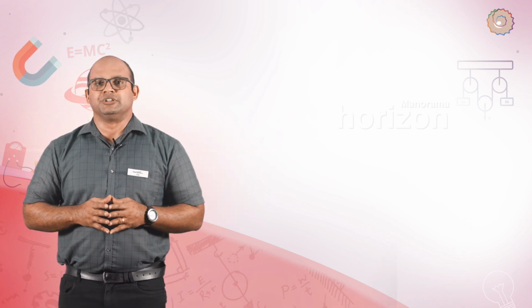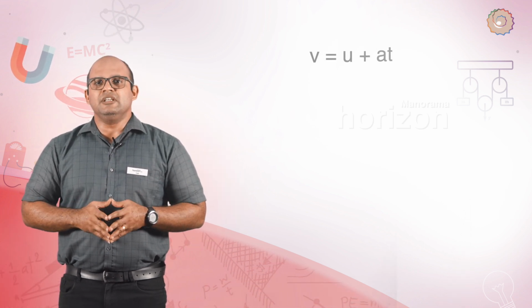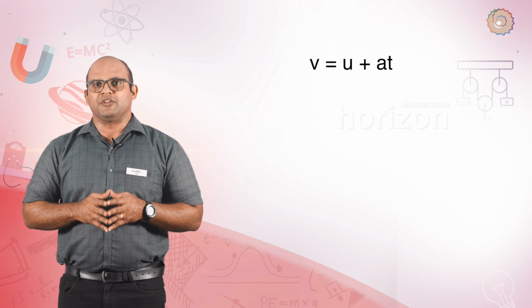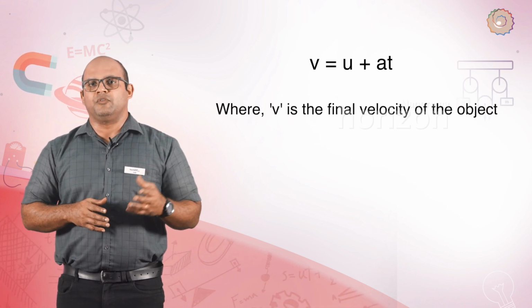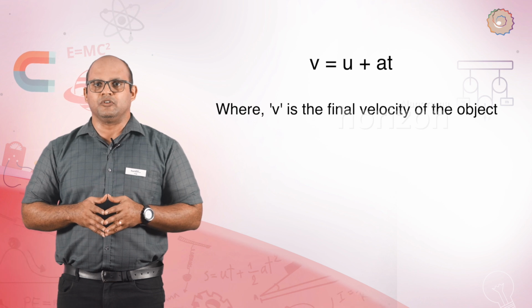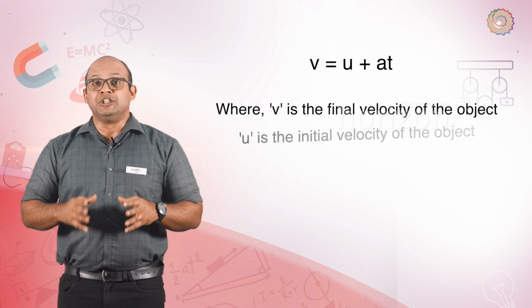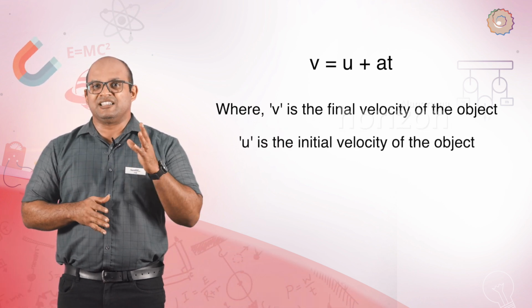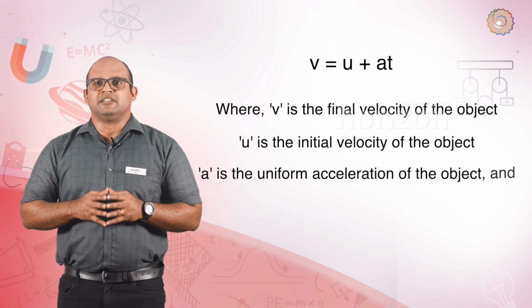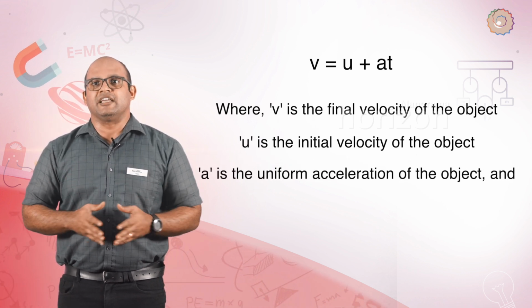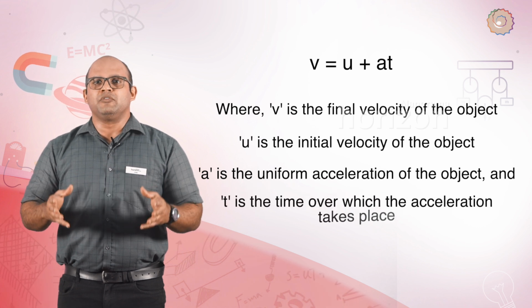The first equation says that v is equal to u plus at, where v is the final speed or velocity of the object at the end of the interval of measurement. u is the initial velocity or speed of the object at the beginning of the interval of measurement. a is the uniform acceleration on the object in this time, and t is the interval of time over which the observation was made.